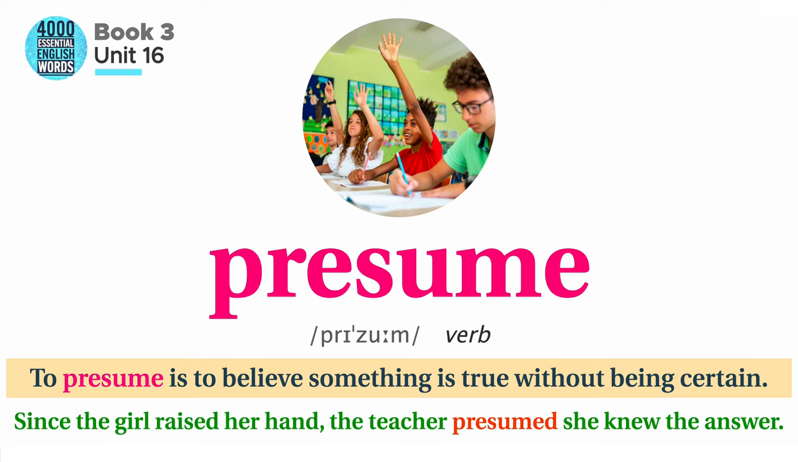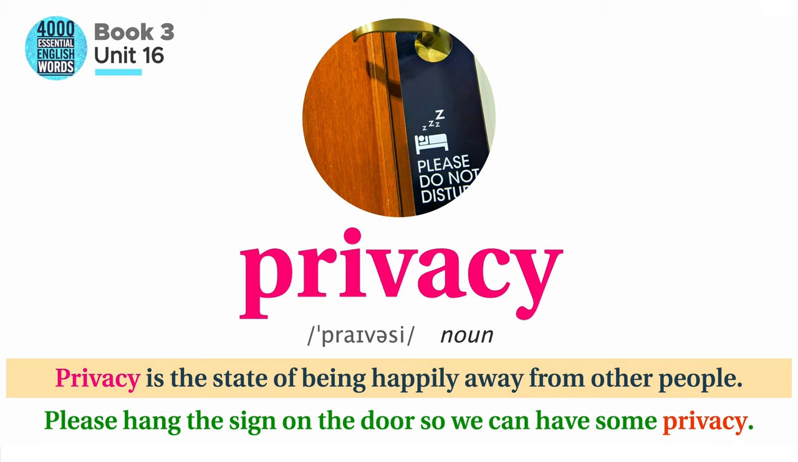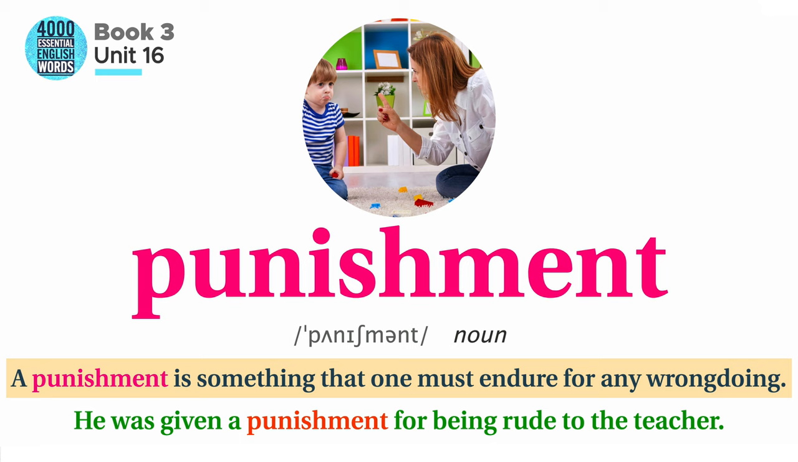Privacy. Privacy is the state of being happily away from other people. Please hang the sign on the door so we can have some privacy. Punishment. A punishment is something that one must endure for any wrongdoing. He was given a punishment for being rude to the teacher.